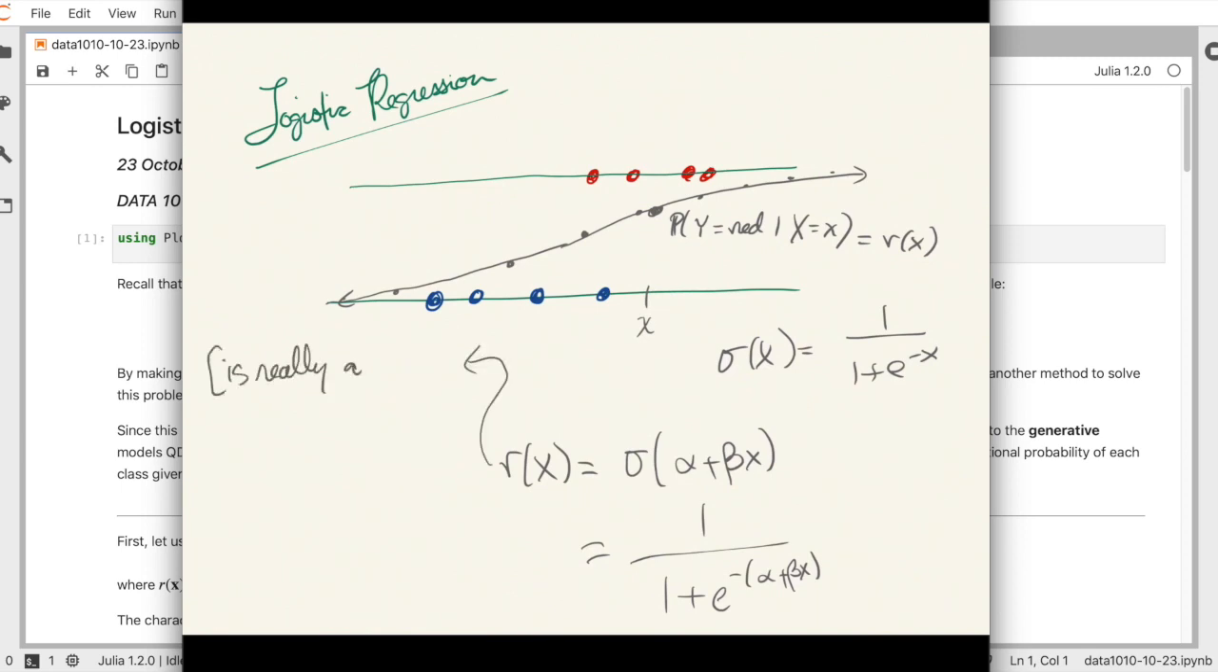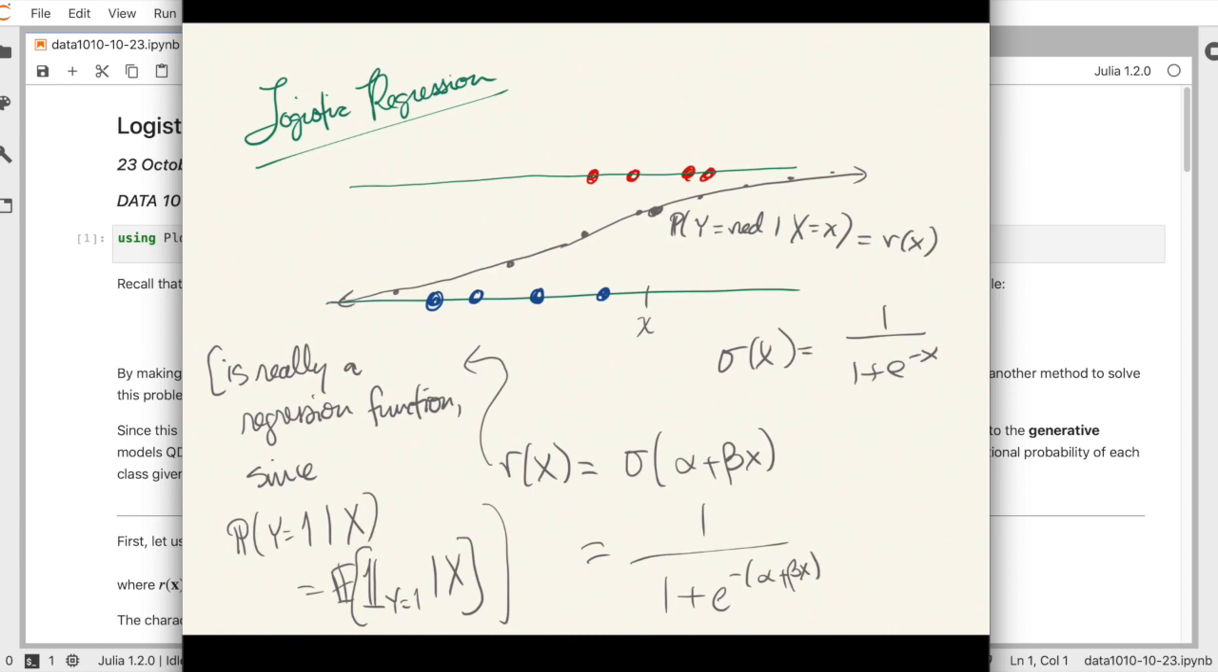Note that this is really a regression function, hence the name logistic regression, since the conditional probability that y is equal to 1 given x is the same thing as the conditional expectation of the indicator that y equals 1 given x. And since y is only equal to 1 or 0, this indicator is actually just equal to the random variable y. And the conditional expectation of y given x is the definition of the regression function.